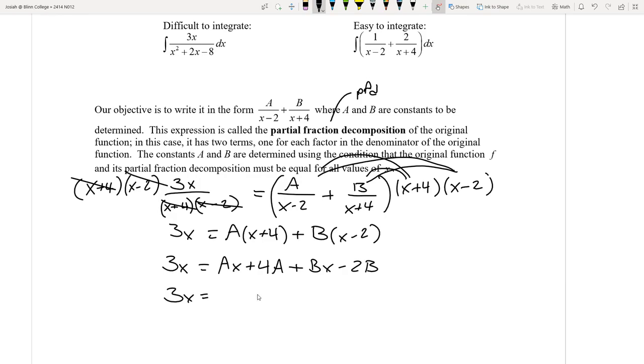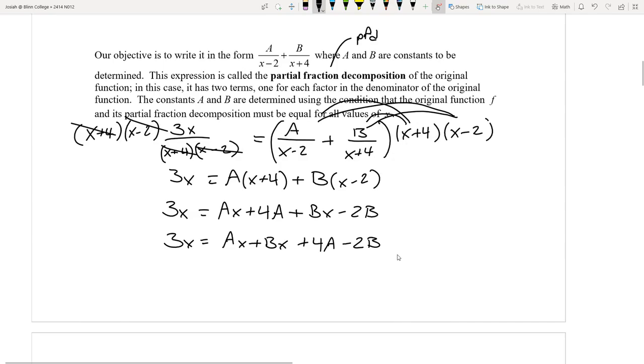And so the next thing we'll want to do is take the different powers of x and group them together on the right side. So we have the first power of x here, we have ax plus bx. And then we have two constants, so plus 4a minus 2b. And so what we'll do at this point is go ahead and factor out an x wherever possible.